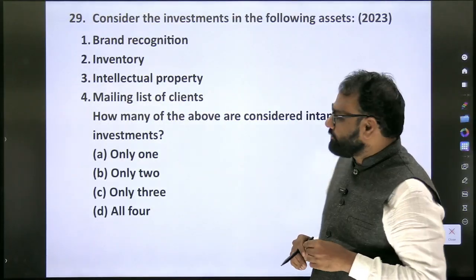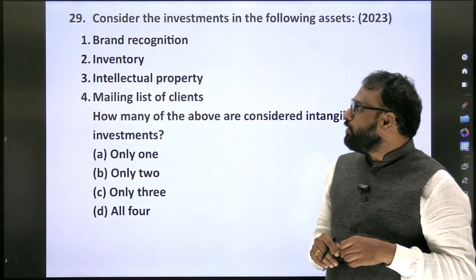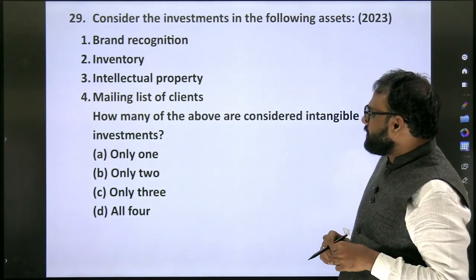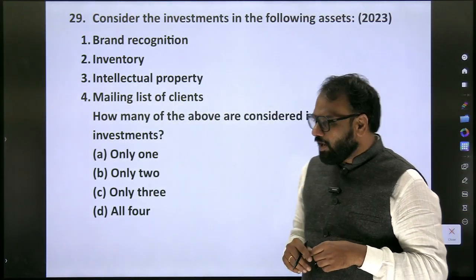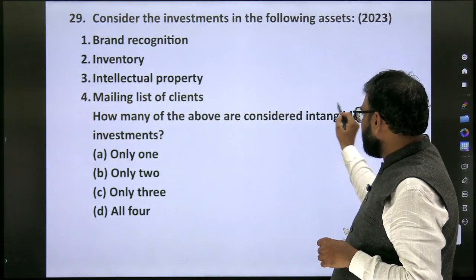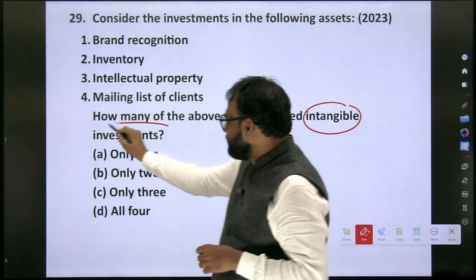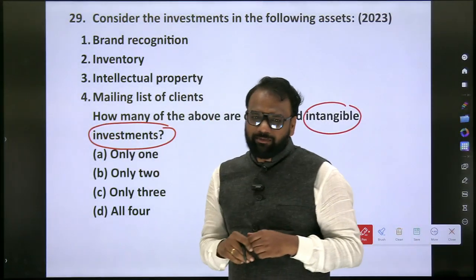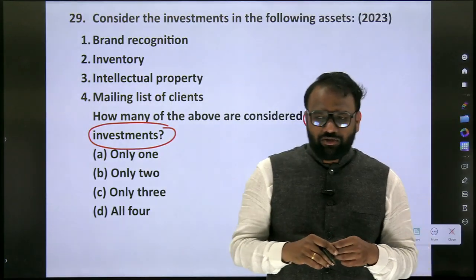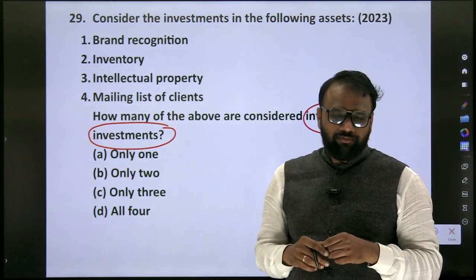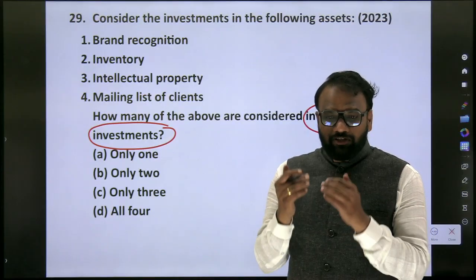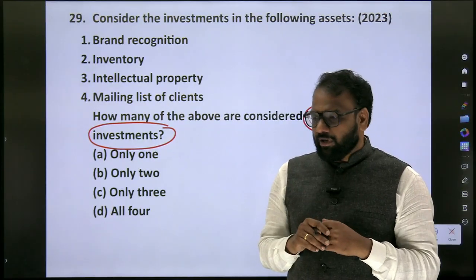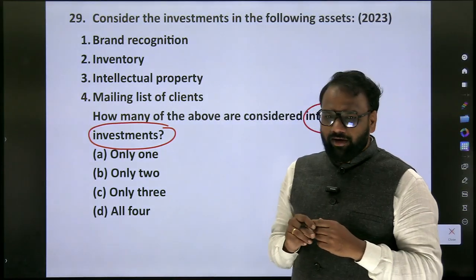Next. So consider the investments in the following assets: brand recognition, inventory, intellectual property, mailing list of clients. How many of the above are considered intangible investments? Okay, intangible investments. So what are intangible investments? Generally, they do not exist in physical form, and they'll give us returns in the very long term. Okay, long term. So what is inventory here?